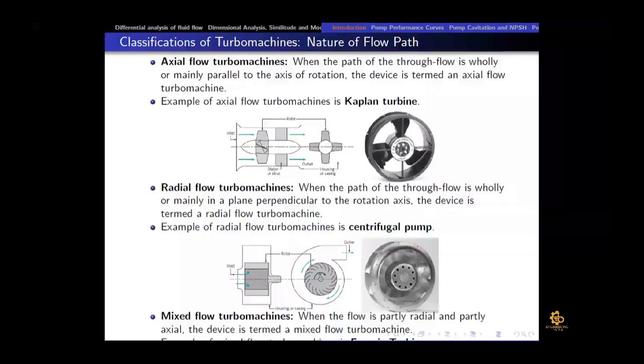And these are the three types of turbomachines as per the nature of flow path, or direction of flow path, we can call it. Now we would start discussing pumps, and then we would move on to turbines after that. So let me.